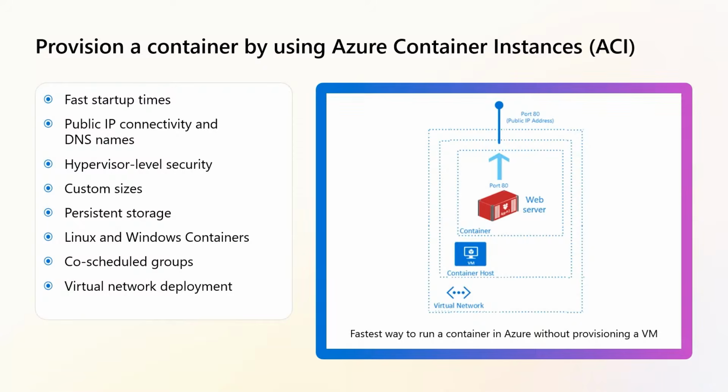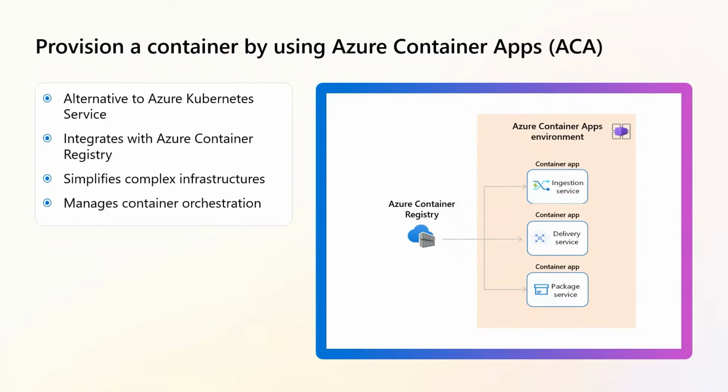Azure Container Instances, or ACI, are the fastest way to run a container in Azure without managing VMs. They offer fast startup, public IP connectivity, hypervisor-level security, custom sizing, persistent storage, and virtual network deployment. If you are asked in the exam, know that ACI is best for quick, simple container workloads. For full orchestration and automatic scaling, Microsoft recommends AKS instead. So for the exam, know when to use which service if presented in a use case.